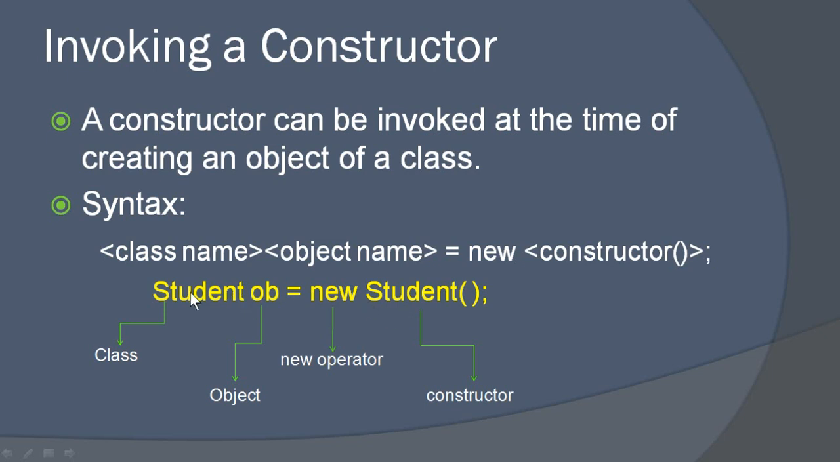So the example is here. Student is the class name, ob is the object name, equal to operator, and again the new operator, and then again you can see the same name that is given for the class. Student is the class name, so the constructor name also will be student. Then an open and close parenthesis and a semicolon. So when you type this statement in a program, the constructor automatically gets executed. This is what we call invoking a constructor.